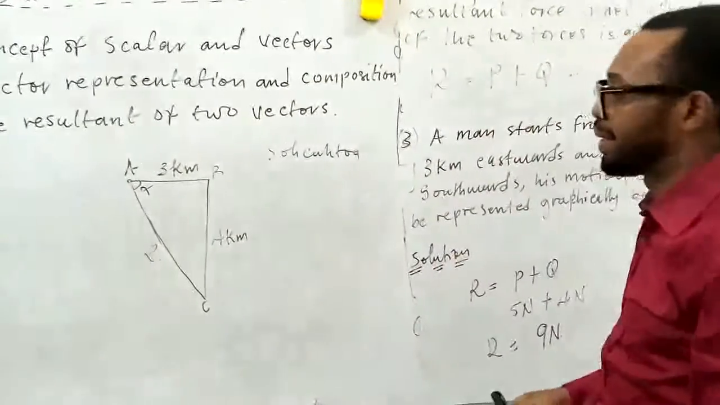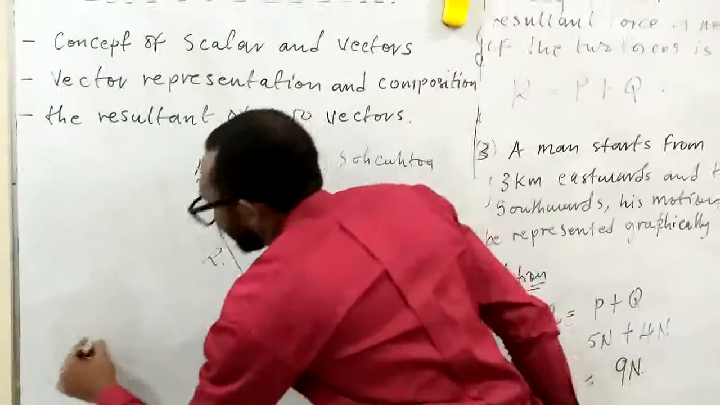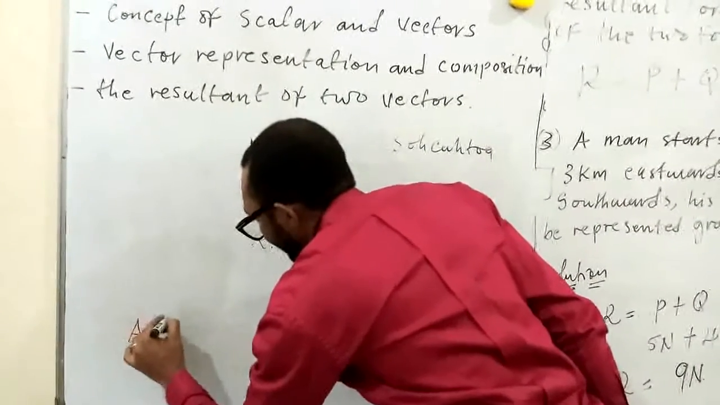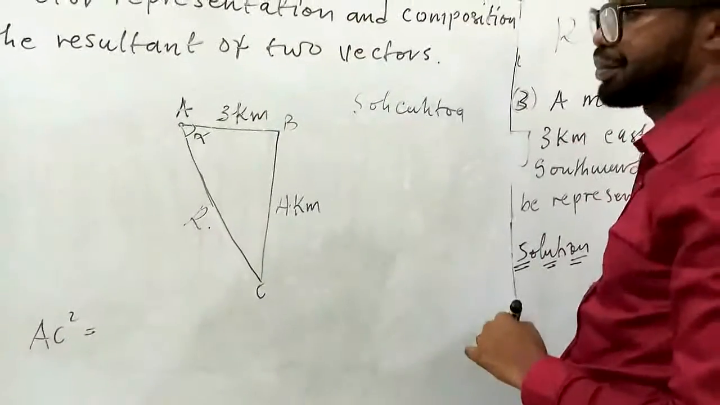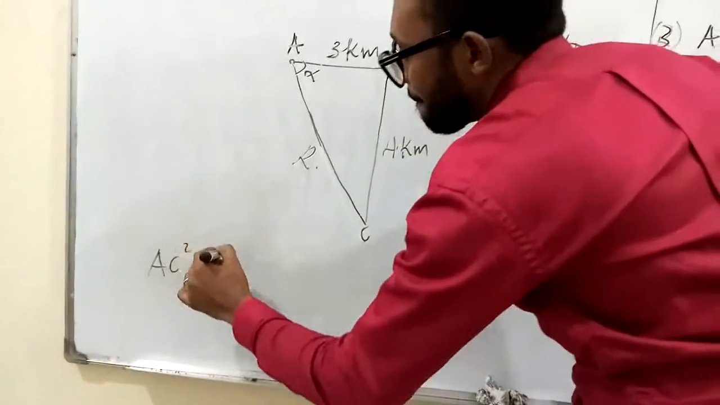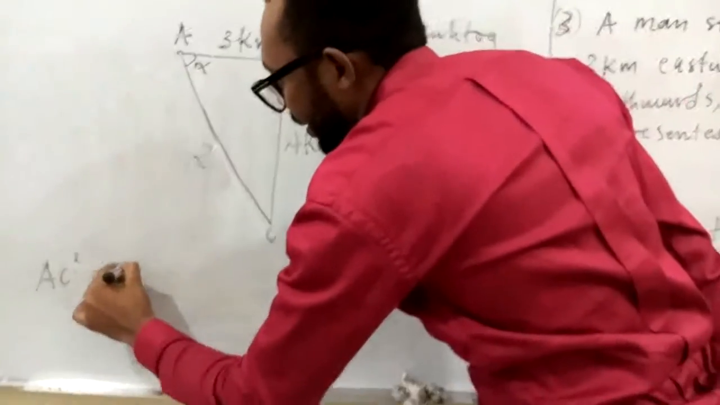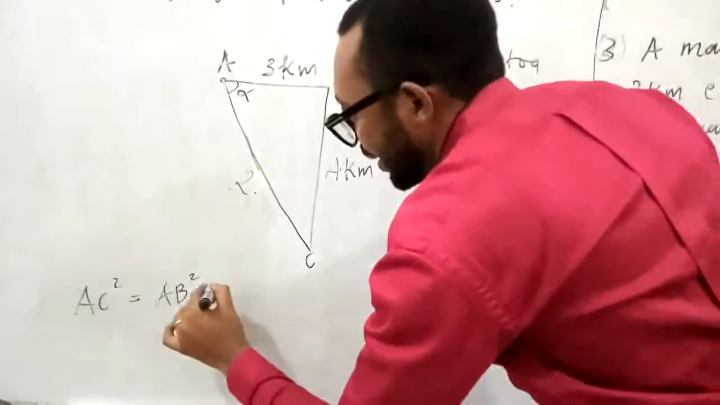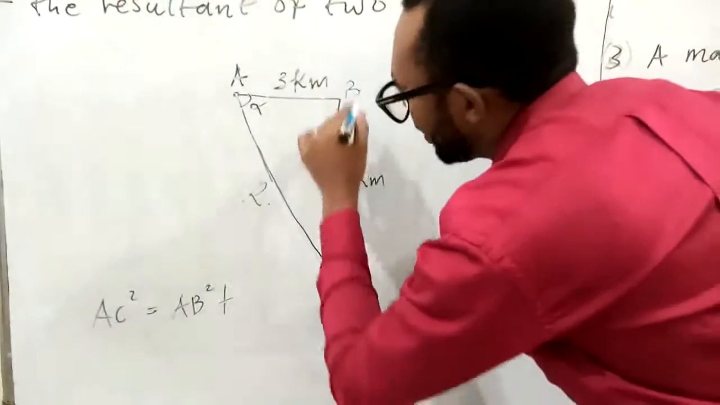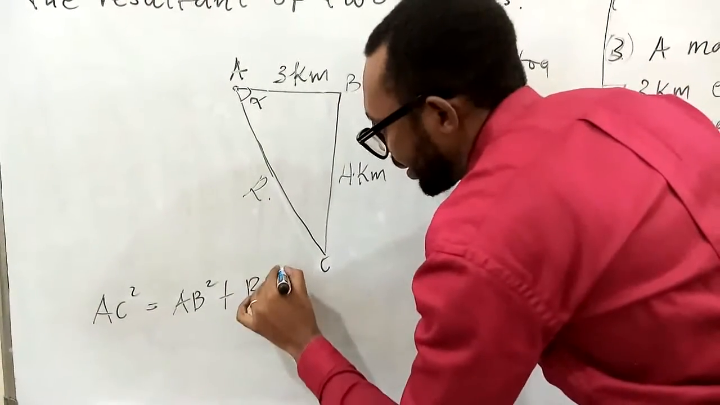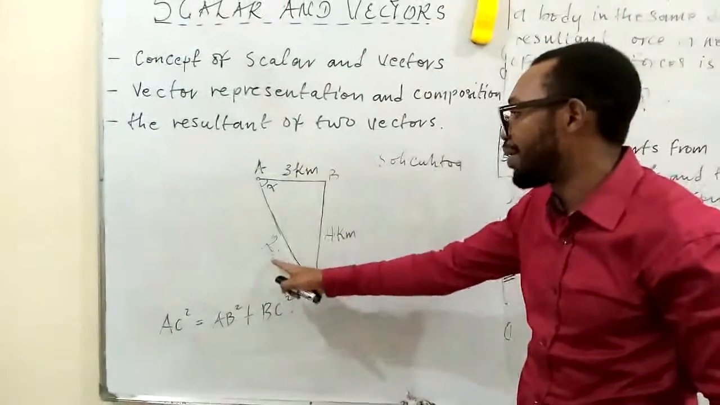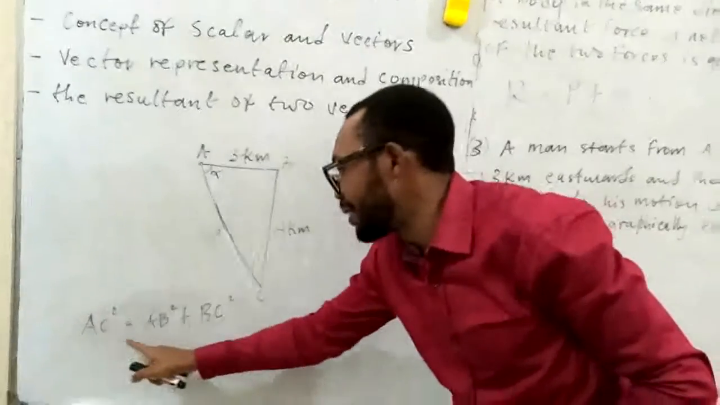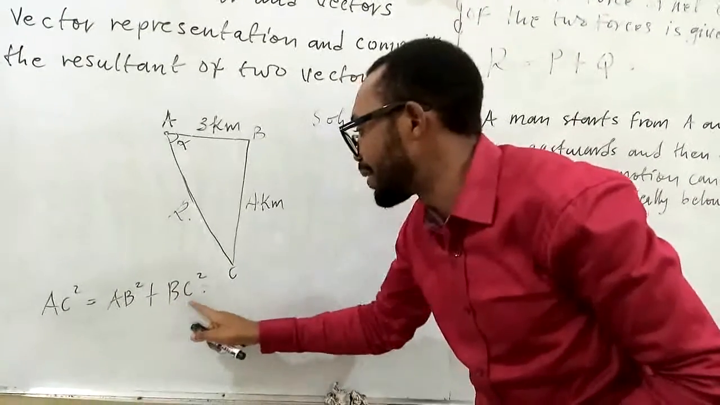But before that, you have AC squared is equal to AB squared plus BC squared. That's Pythagoras Theorem. We are into mathematics now. In other words, we are looking for R. R represents AC. That's why AC squared is equal to AB squared plus BC squared.